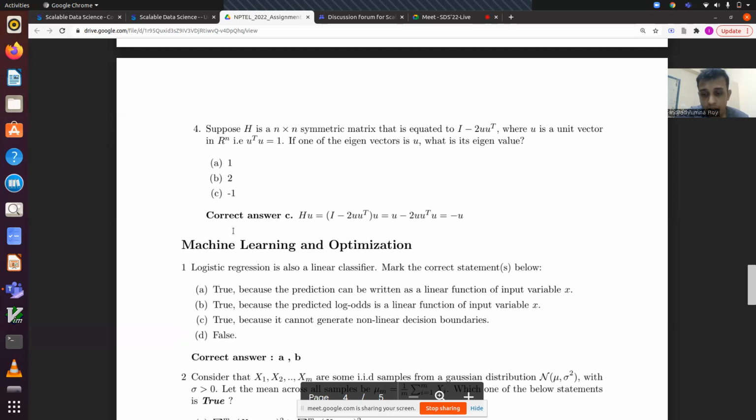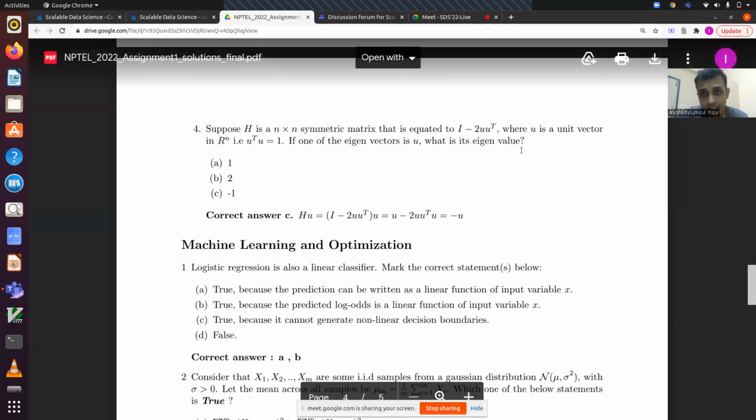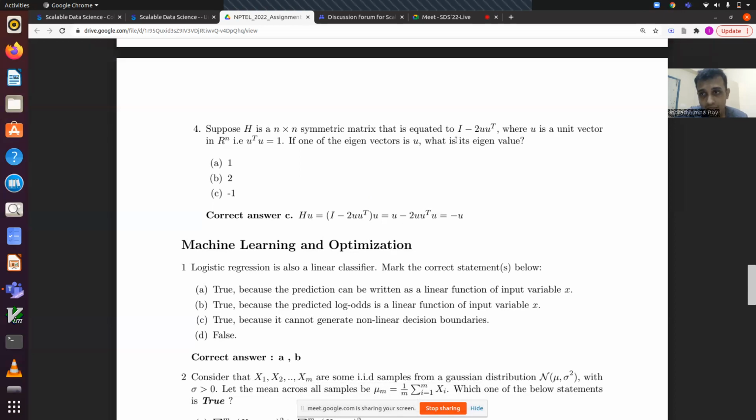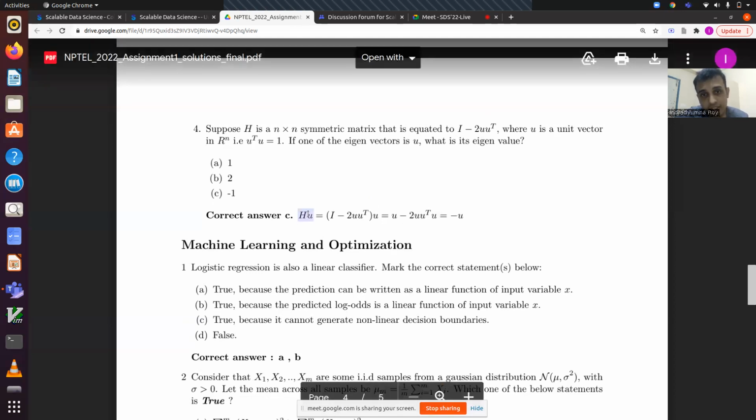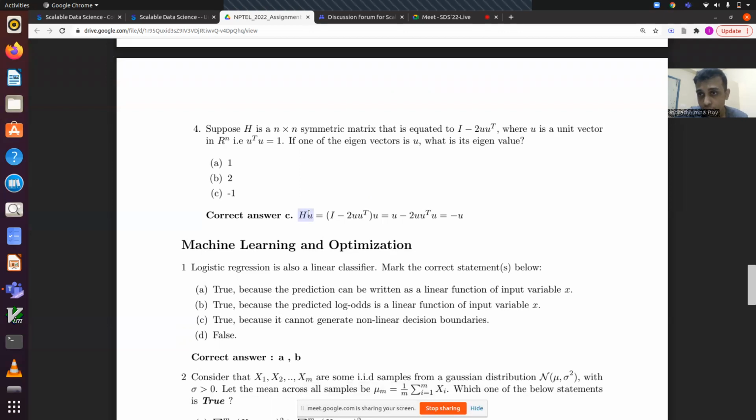Now put u inside. I is the unit matrix, so multiplying u gives u. Minus 2u u transpose u, and u transpose u is equal to 1. So u minus 2u equals minus u. So you multiplied u so that you could apply the formula u transpose u equal to 1? No, that's a happy accident, that's how the question was designed. We multiplied because H u equals lambda u. That's the eigenvalue eigenvector formula.